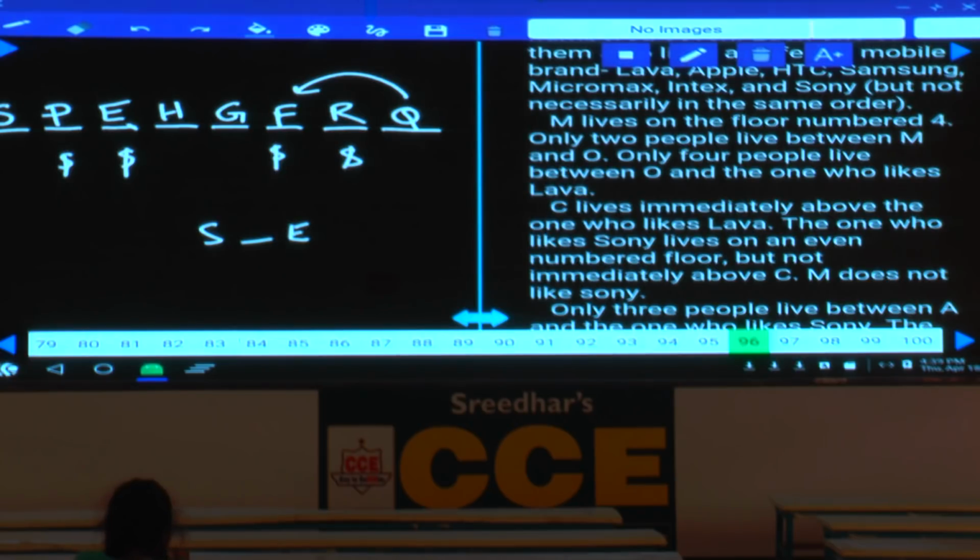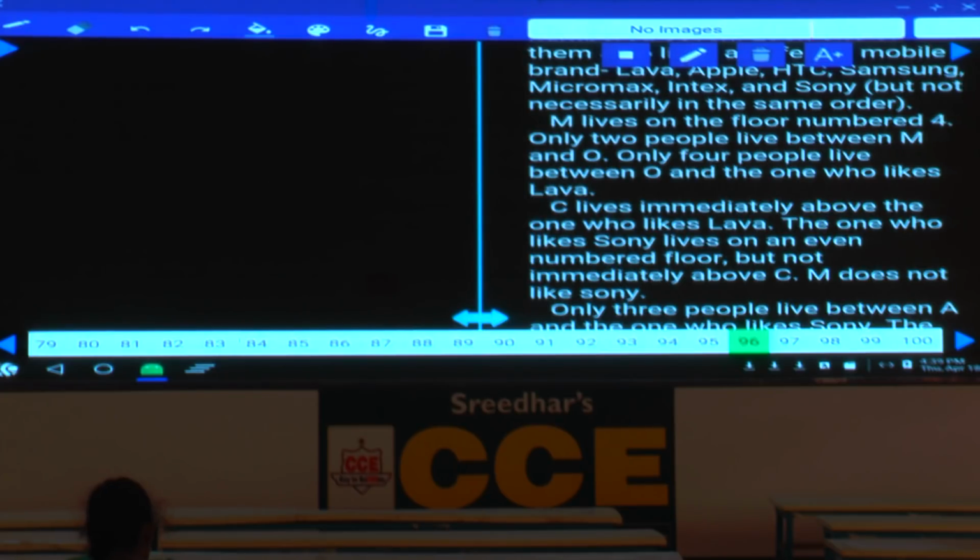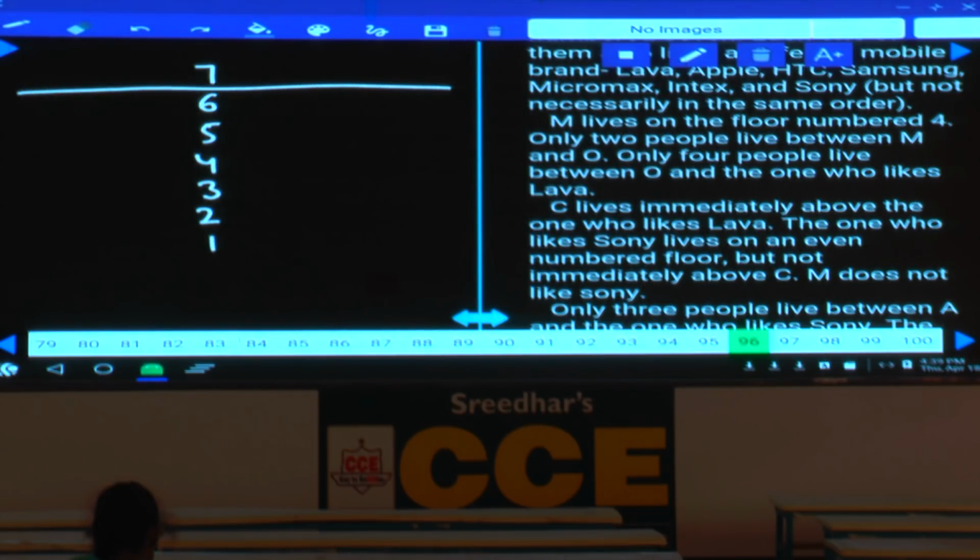And each likes a different mobile. Whenever a floor arrangement is given, first fix the floors at the center: 7, 6, 5, 4, 3, 2 and 1.